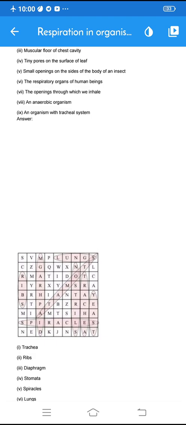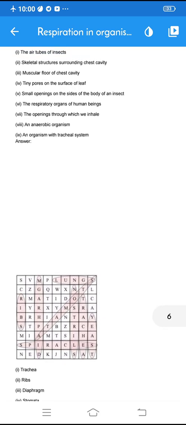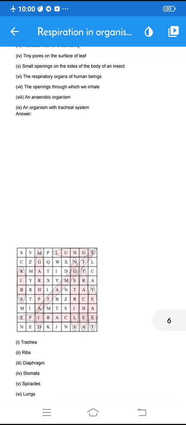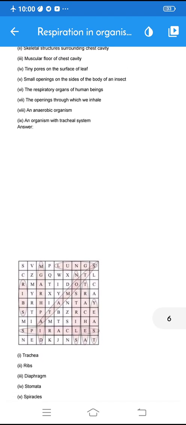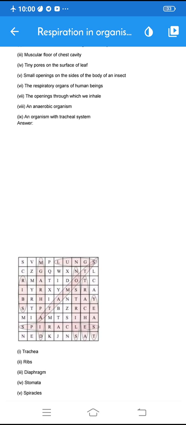Okay, so second one is skeletal structures surrounding chest cavity. So second question is about skeletal structures surrounding the chest cavity. The skeletal structure that we call as ribs. It is there downwards in the first column.